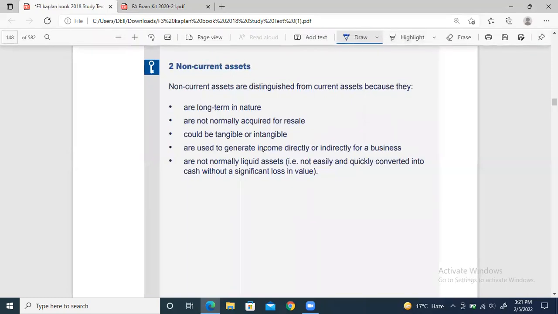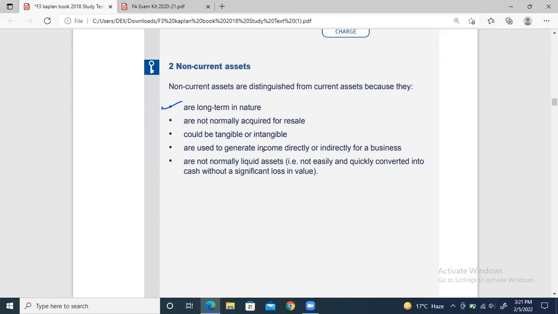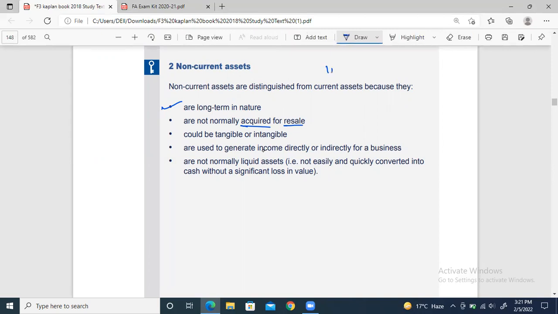Let's discuss them. They're long-term in nature. That means their nature is long-term, obviously more than 12 months, right? They're not normally acquired for resale. There is one more accounting standard, let me explain that as well. That's not included in the F3 syllabus, but it will help you to distinguish between them. It's basically IAS 40, which is investment property. This standard is basically for the investment property.